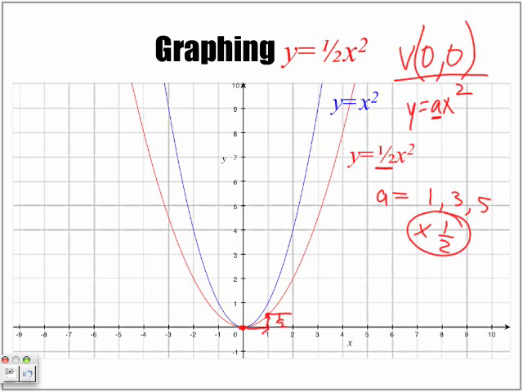We move to the right 1 unit and up by 1.5. We move to the right 1 unit and up 2.5. Why? Because if we multiply 135 by a half, we're going to get that as a vertical translation.